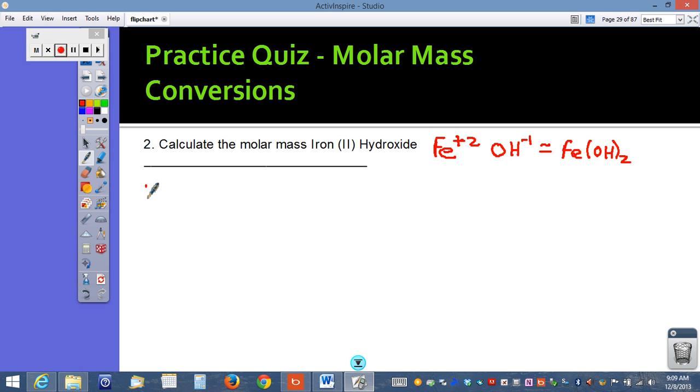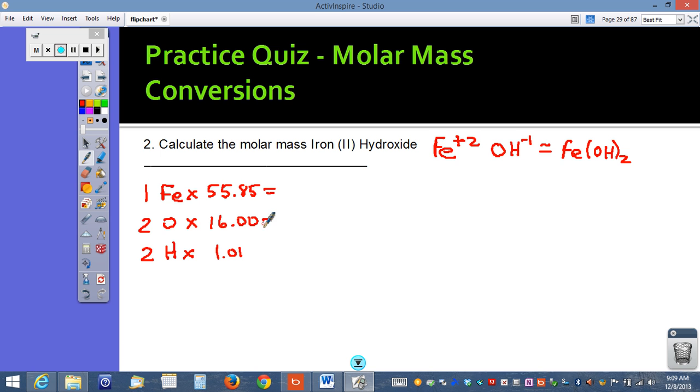For the molar mass, I have 1 Fe. I have 2 times 1, I have 2 oxygens. And I have 2 times 1, I have 2 hydrogens. I am going to look up their molar masses off the periodic table and round each one to 2 numbers past the decimal place. So oxygen will become 16.00. Hydrogen will be 1.01.